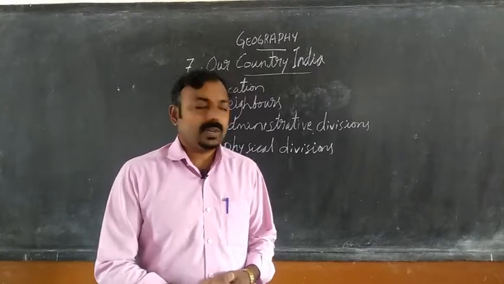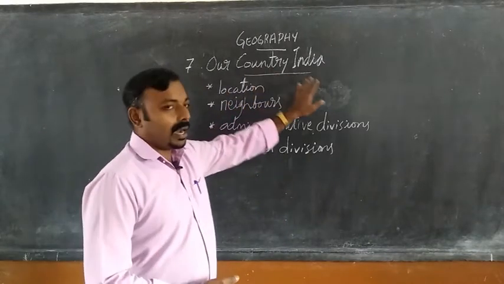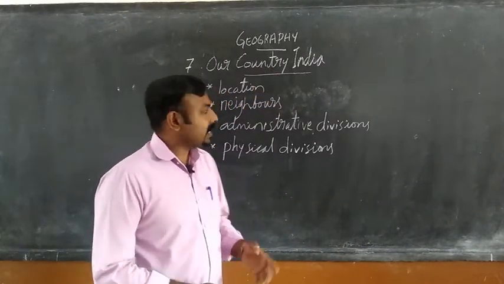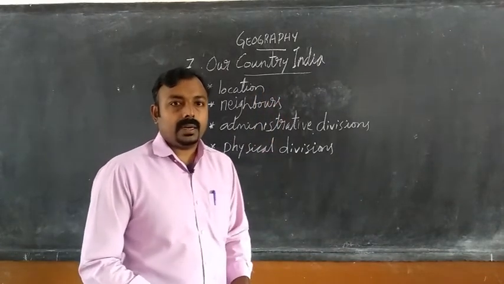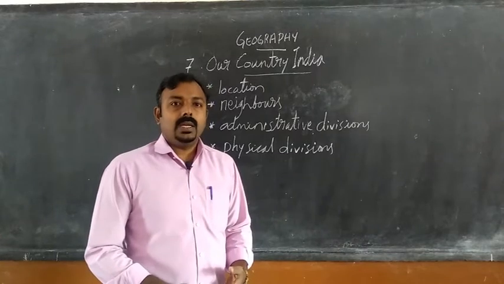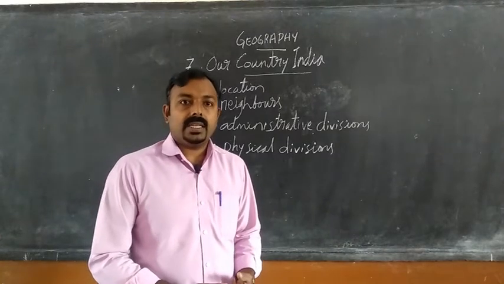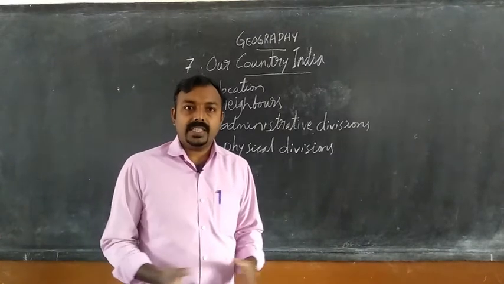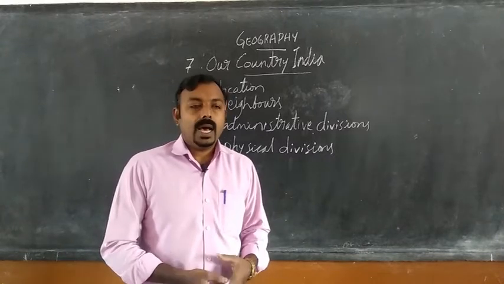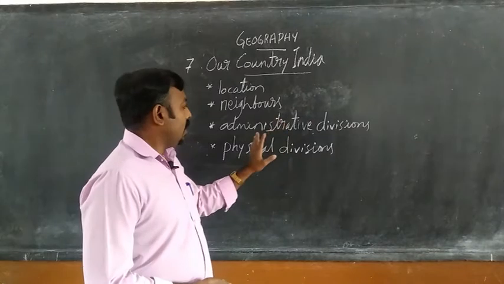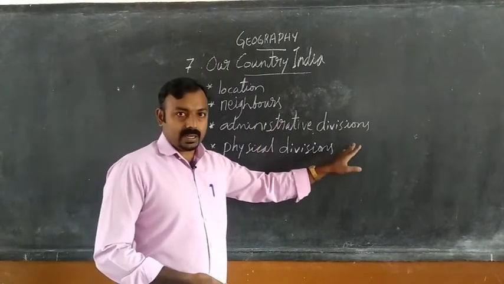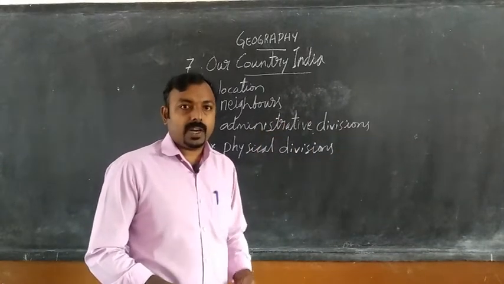Today we are moving to the part of geography, chapter 7, our country India. In this chapter we are discussing the location of India and the four boundaries, the north-south extent and east-west extent or the distance of the land, and the neighboring nations of India and administrative divisions for the easiness of administration.